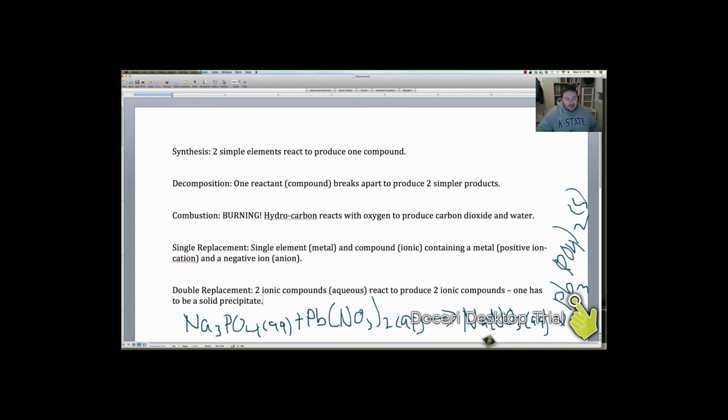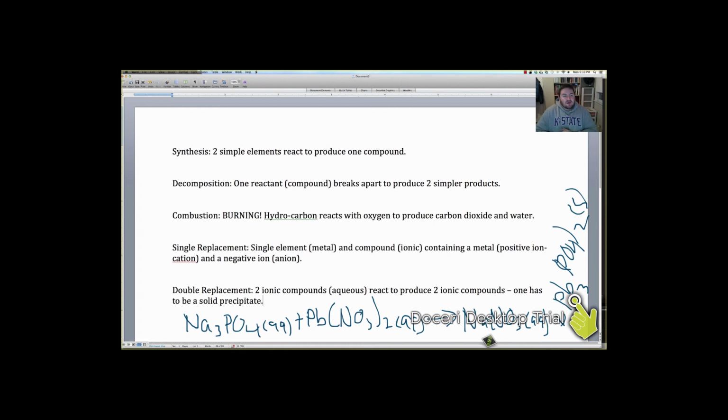So the biggest thing is that we have two compounds. They're both ionic. They're both aqueous. The two metals, the sodium and the lead, are going to change places to make the products if they so happen, which we'll get to here in a little bit. But we know just by the fact that we have two ionic compounds on the reactant side that we definitely have a double replacement reaction.